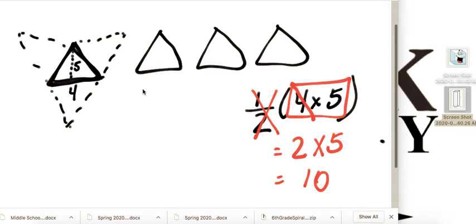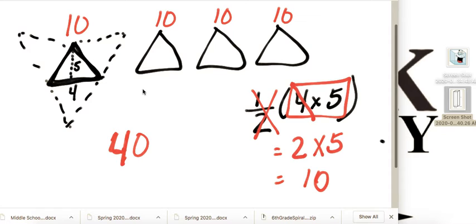But I have to do the area of each of them. So if this one is 10, then this one is 10, this one is 10, and this one is 10. So the surface area of all the surfaces would be 40. 40 inches, 40 feet, whatever unit they're talking about. So that is surface area.